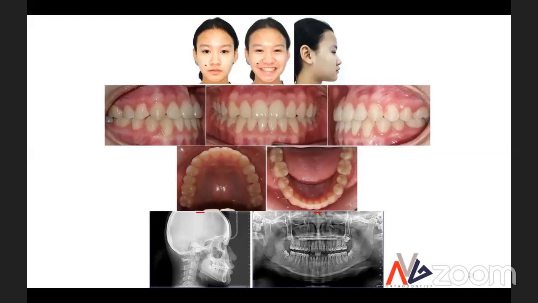Dr. Alexis Chan asks, for the young boy case, do you raise the bite on the opposite side? I think you raise both the sides, no?